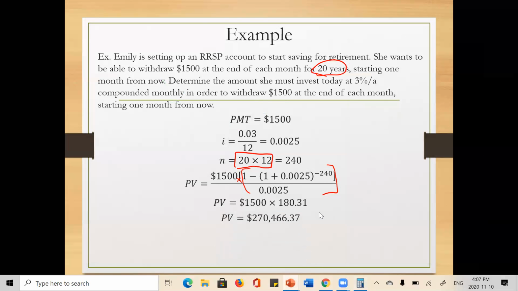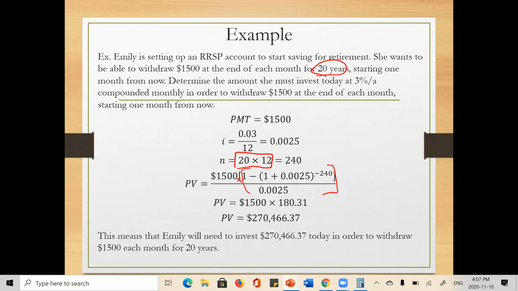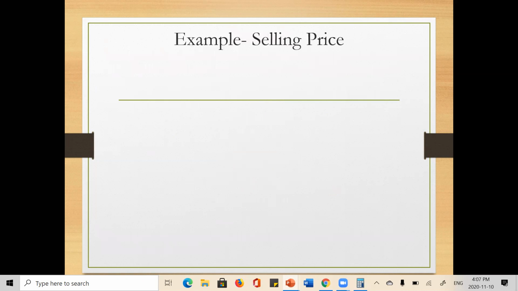So now we take 1,500 and multiply it by 180.31, and we end up getting $270,466.37, and that's our present value. That means the total amount that she has to deposit today, so she can withdraw 1,500 at the end of each month, would be $270,466.37. Sorry, I know it's a lot of details here, but hopefully that makes sense so far.